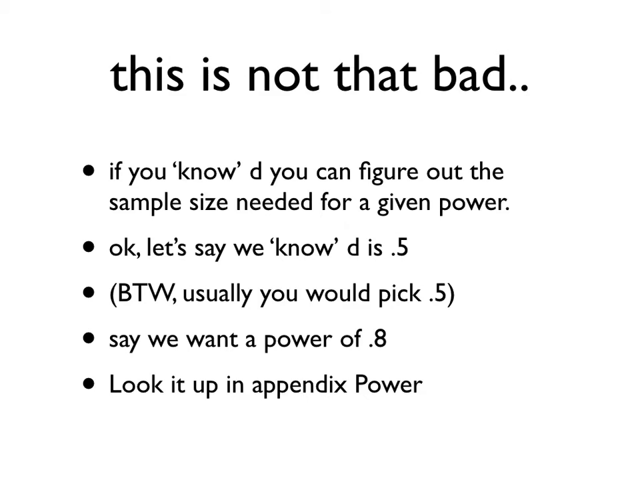So this now becomes just using another table. Let me show you. So we're going to say D equals 0.5. 1 minus big beta, that's the power, is going to be 0.8. Alpha is 0.05, because it's always going to be 0.05. And then you look up what delta is. Because if you have these three things, then you can look up what delta is.